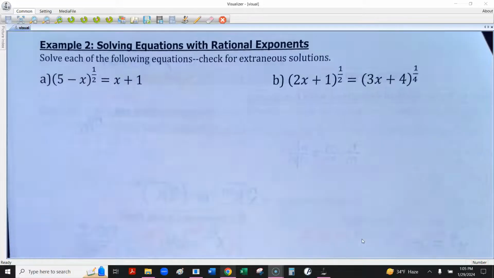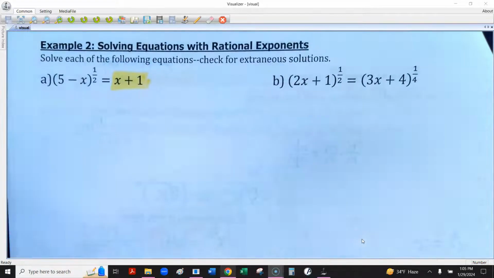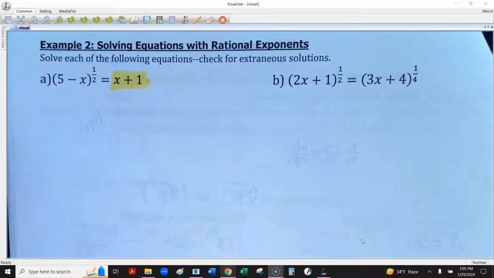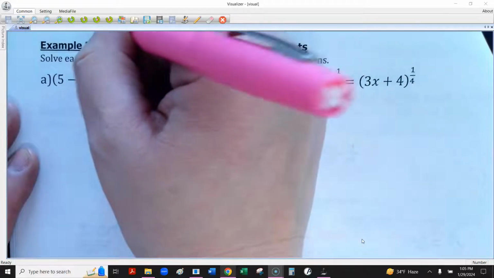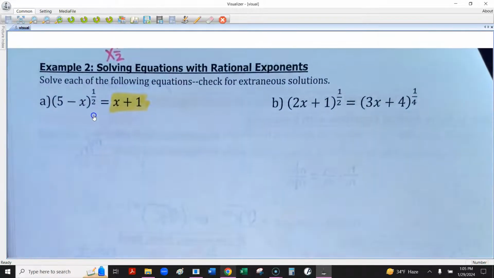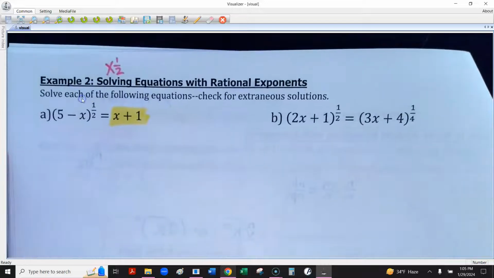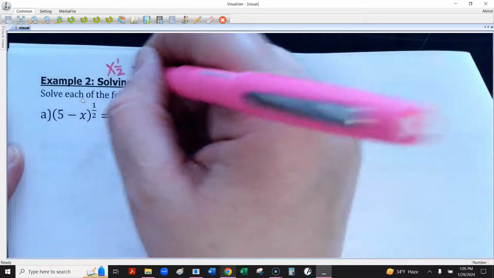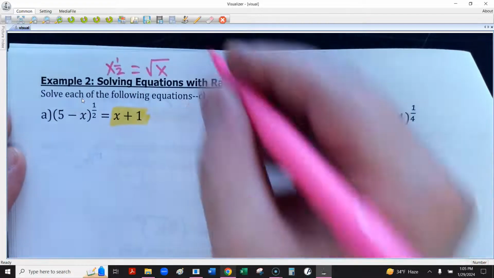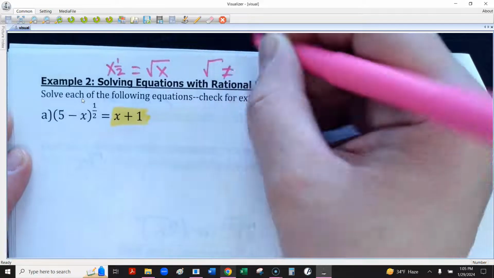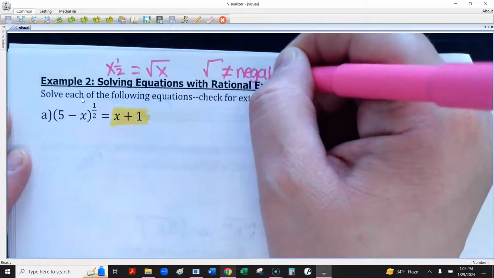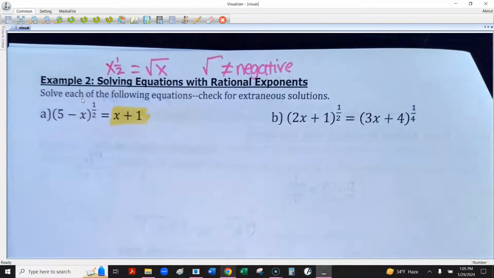Okay, now I'm going to flip to these on the back, and I just want to remind you really quickly, if you have the 1/2 power, that is actually exactly the same as the square root. So if I have x to the 1/2, am I on the screen? I'm totally not on the screen. Let me move that. Okay, x to the 1/2 power is the same thing as the square root of x. Square root cannot be equal to a negative number. So there is a potential for an extraneous solution in these problems, and that's going to be in this question.